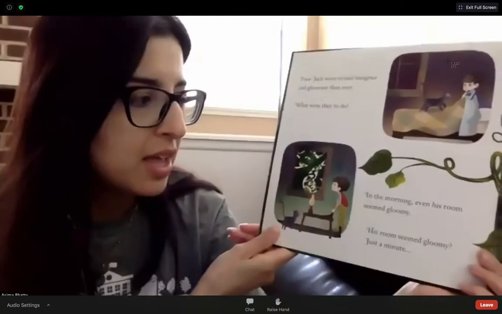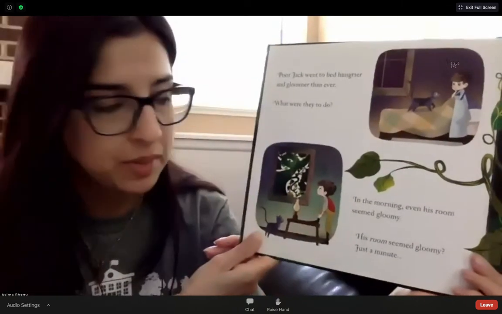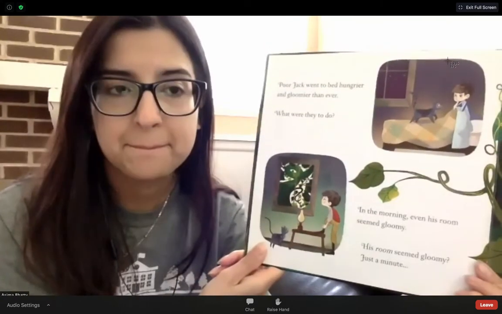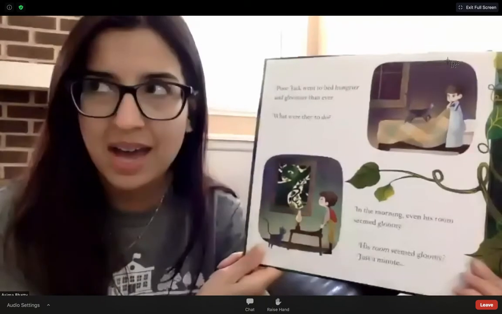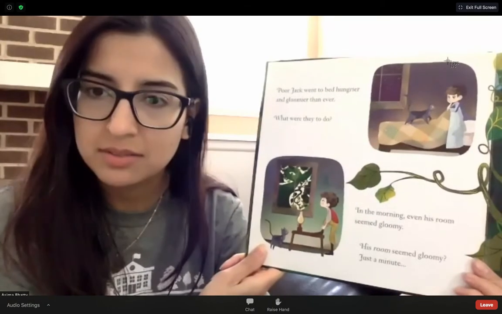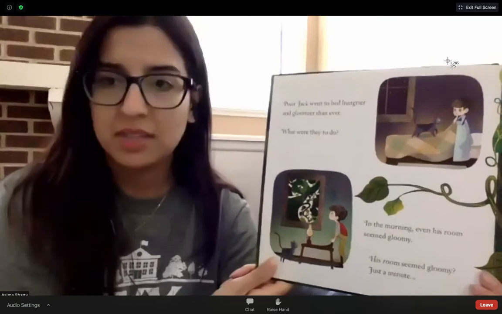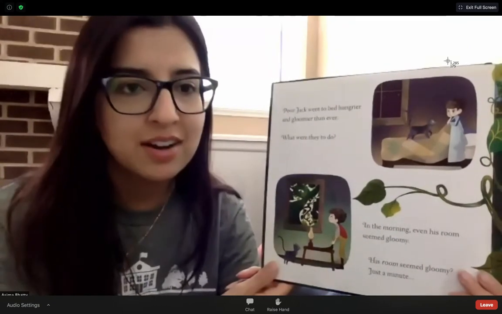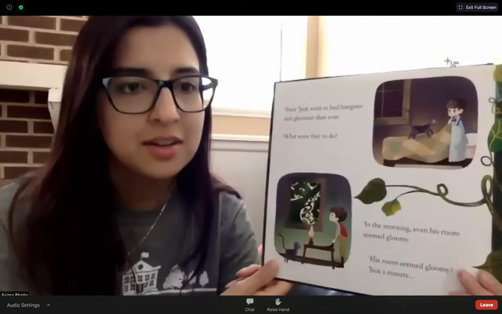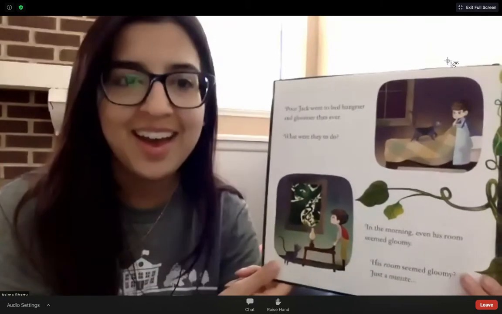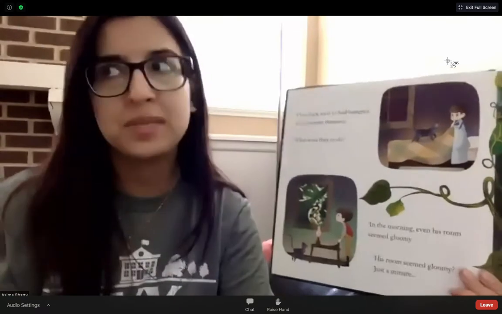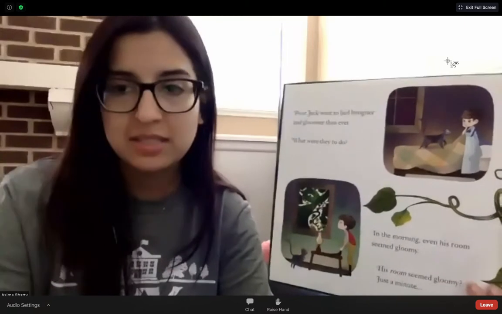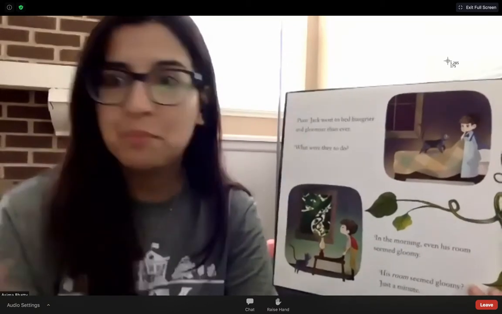In the morning, even his room seemed gloomy. What do you think it looked like if his room seemed gloomy? How does a room look sad? That's weird. How does a room look sad? Elba, Quinn, Jocelyn, you're all saying dark. Rifa, Joshua, Marius. Yeah, dark and cloudy. Excellent, friends. Yeah, so it's not like the room is sad, but it's like gloomy. It's dark. It's like dim, not bright and sunny.